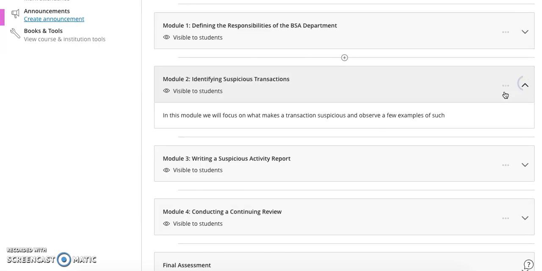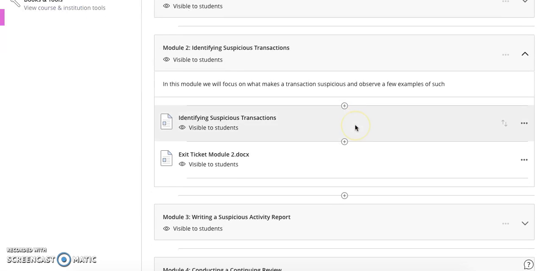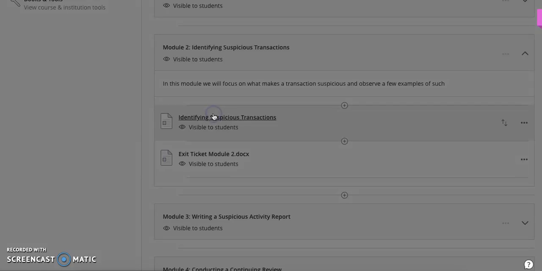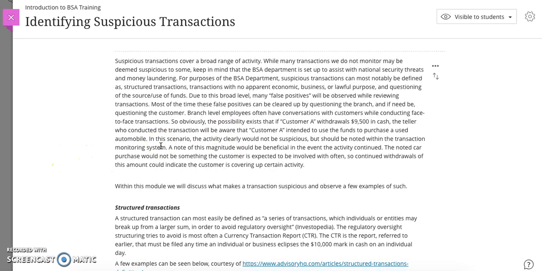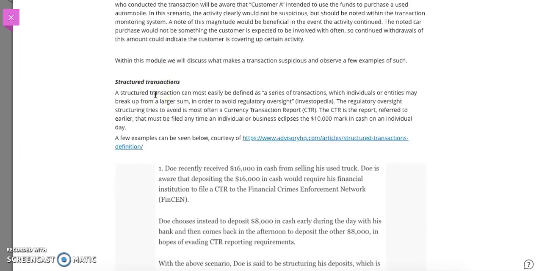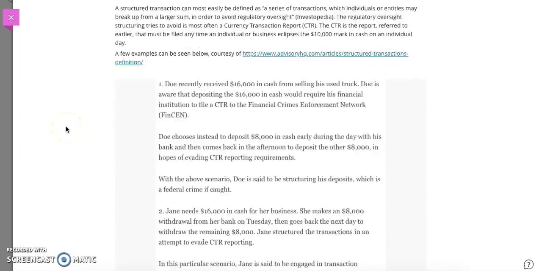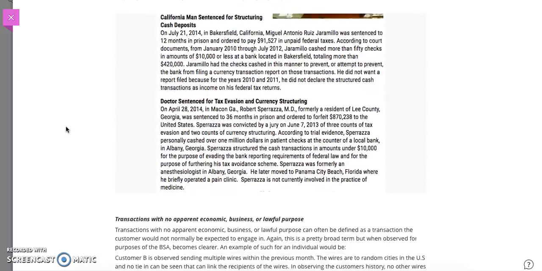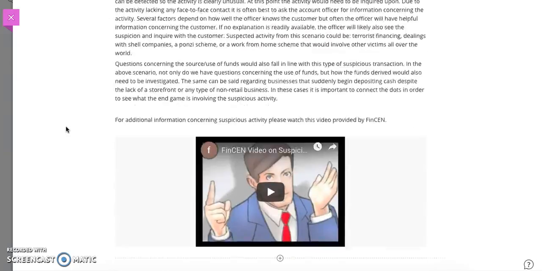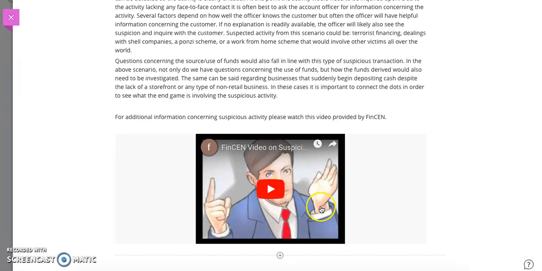Moving on to Module 2, it's in line the same way. The lesson plan is identifying suspicious transactions. And I basically just have a little brief introduction. I give a few examples of what suspicious transactions are. There's another video, another screenshot. And here's another pretty good video provided by FinCEN.